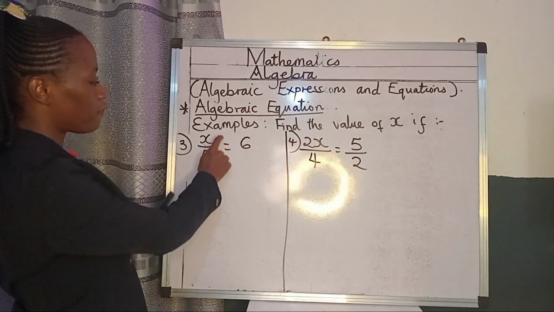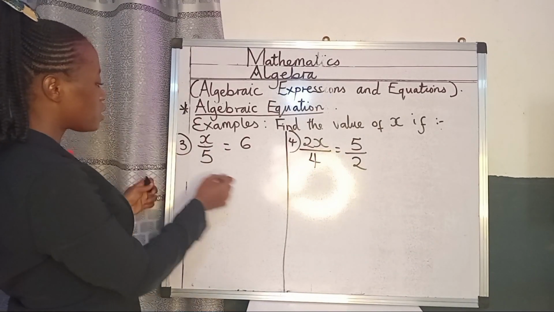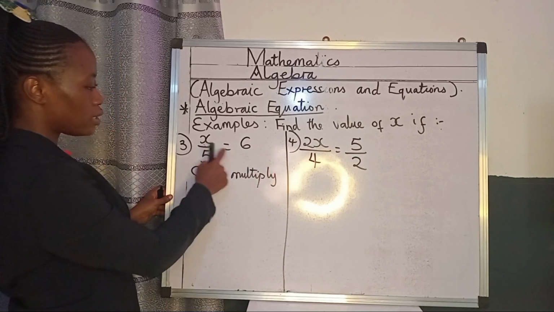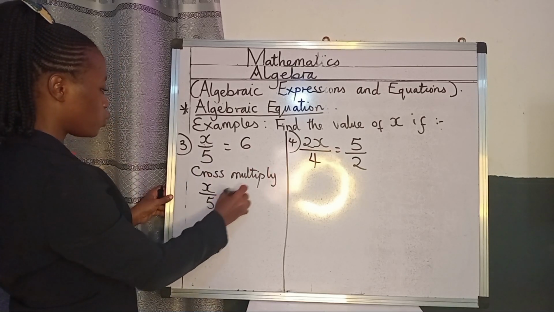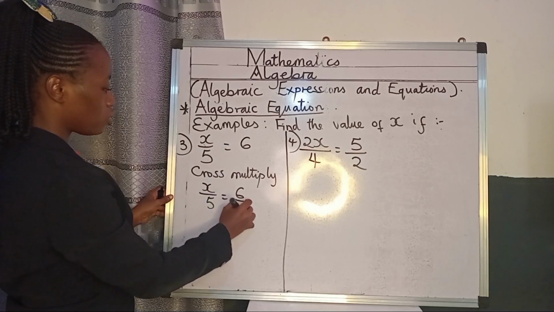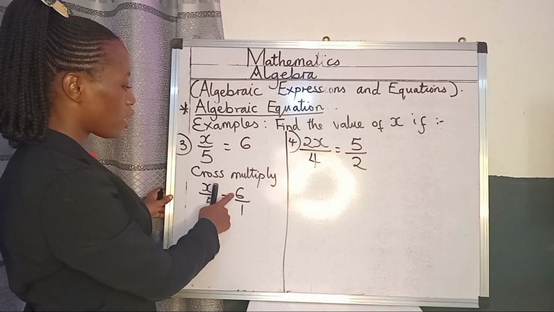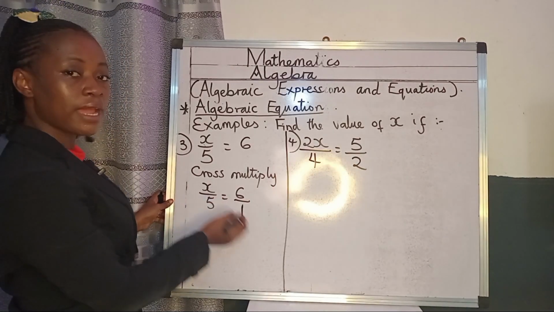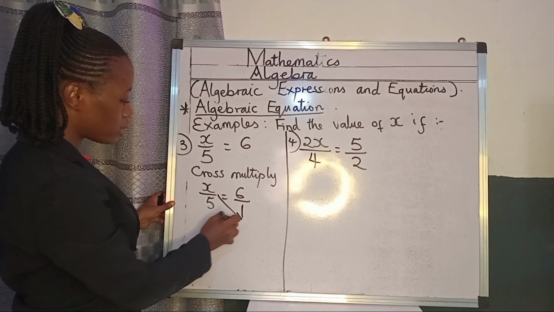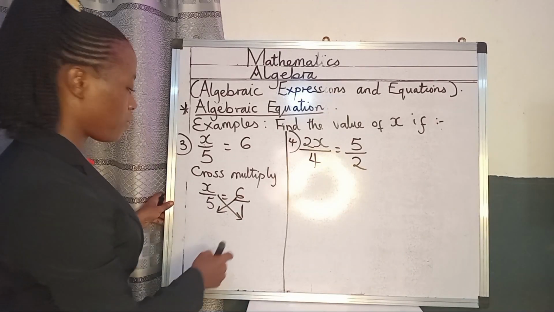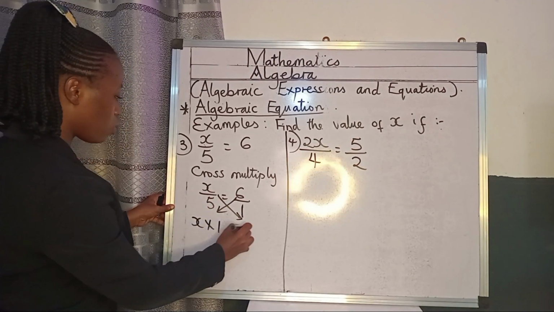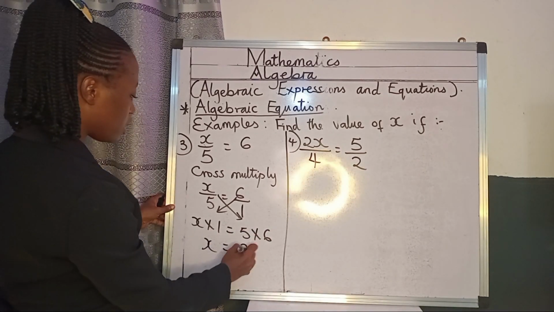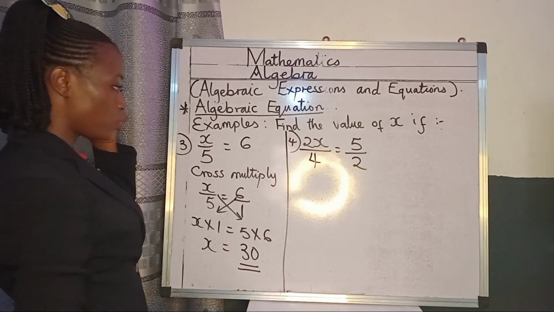Now to get the value of x, this is a fraction. So the first thing to do is to cross multiply. When you cross multiply x over 5 equal to 6, you can make this 6 a fraction by writing it over 1. If you want to turn a number into a fraction, you simply write that number over 1. By cross multiplication, x will multiply 1, 6 will multiply 5. So we're going to have x times 1 equal to 5 times 6. Now x times 1 is x, 5 times 6 is 30. Therefore, x is equal to 30.